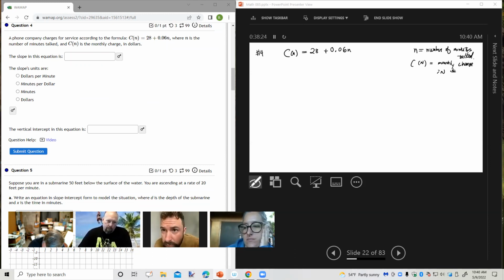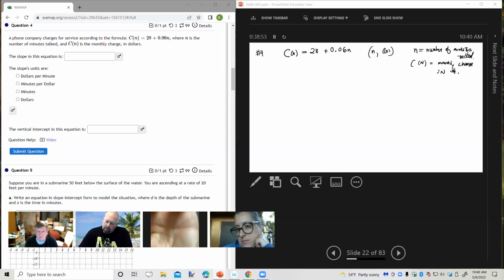C of N is a special notation. Basically, just think of it as C. C is a function of N, but we're not going to get into that right now. So your variables, your ordered pairs are in the form of N, C of N. So the input is the number of minutes talked. The output is the cost in dollars.